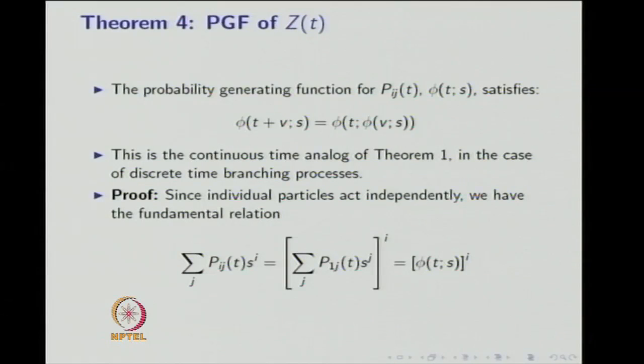Now we are going to discuss the probability generating function of Z_t in Theorem 4. The first 3 theorems were already discussed for the discrete type branching process. So here we are going to discuss the 4th theorem. The probability generating function for p_{ij}(t), that is ψ(t, s), satisfies ψ(t + v, s), that is the same as ψ(t, ψ(v, s)).